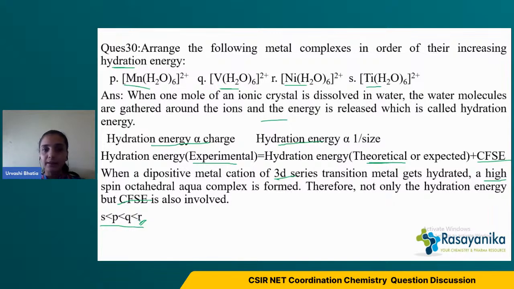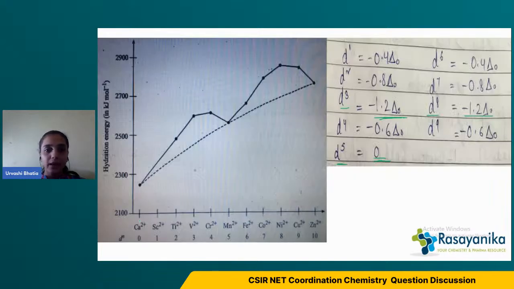Okay, so our highest will be for the nickel, this one. Then it will be for the vanadium, and then for the manganese you can see here, and the last will be for titanium, right? So on the basis of size you can compare when the CFSE is same, here minus 1.2 Δ, minus 1.2 Δ. Okay, so this one is done, this question.